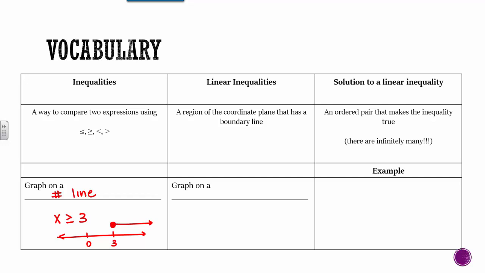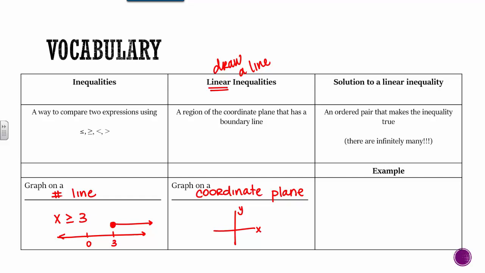Now these are a little different because they are linear inequalities. The word line is still in here, so we're still going to draw a line. But this time we're not going to draw an equation. It's not going to be equal. So the difference is this is a region of the coordinate plane that has a boundary line. This we graph on a coordinate plane instead of a number line, which is an XY grid.